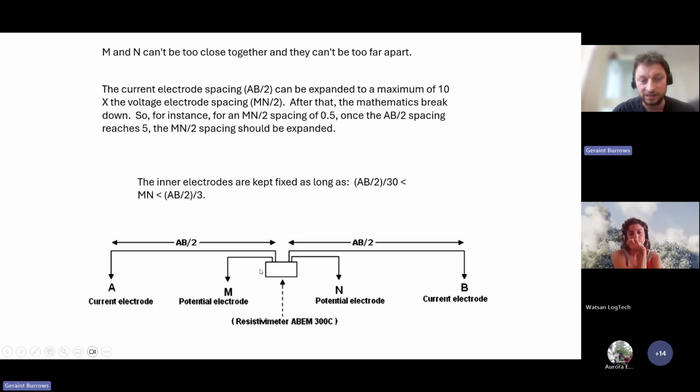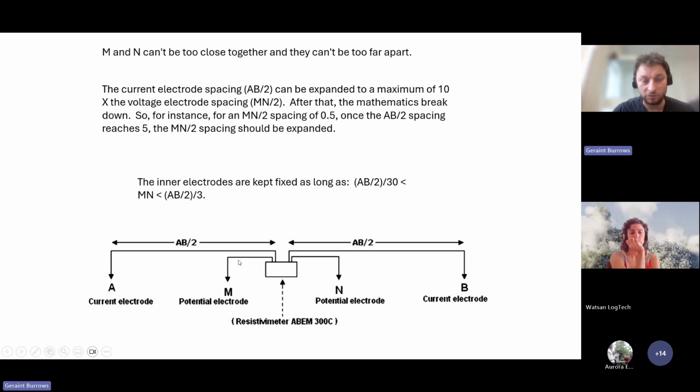So what you see normally, and we will see it in some examples in a few minutes, is that as the A and B electrodes are expanded out, then at certain distances we also expand out the M and N electrodes. In order to make sure that we keep continuity of the measurement, we will, for example, expand out the AB from 5 meters to 10 meters, and then from 10 meters to 20 meters.